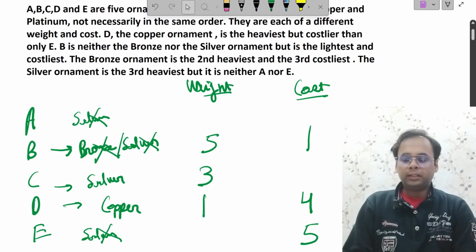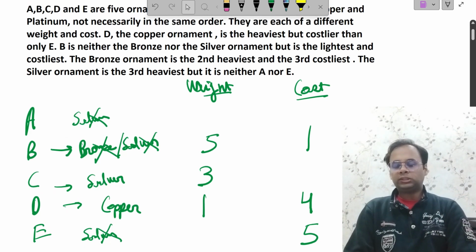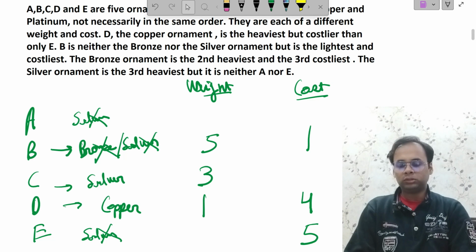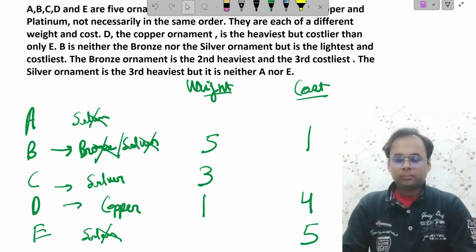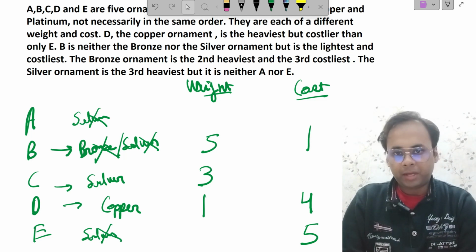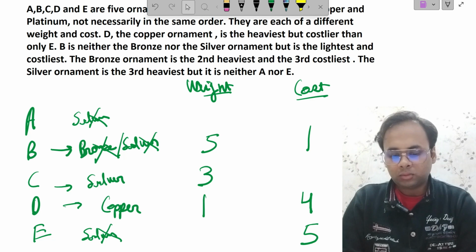Okay. And it is already given that the bronze ornament is the second heaviest. So whichever is the bronze, that is having the second number of weight. Okay. So now we are unable to find the mapping. So what to do now?